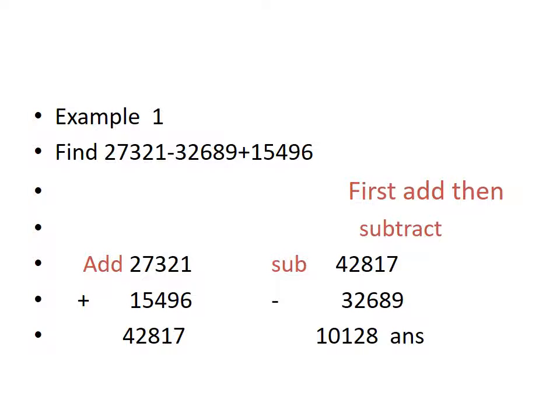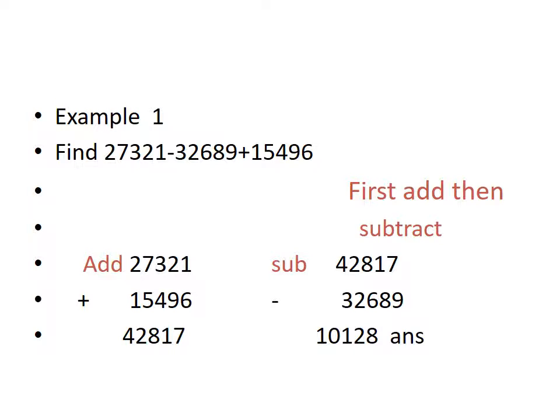Children, let us start with example 1. Find 27321 minus 32689 plus 15496. According to the rule, first add, then subtract. If no sign is given with the number, that means that number has a plus sign, right? First number is 27321 plus 15496. Let us add first.